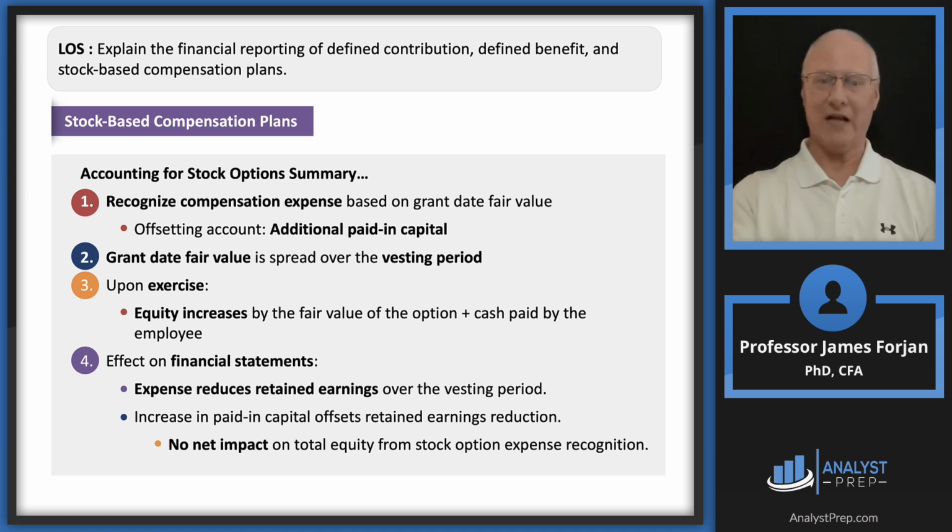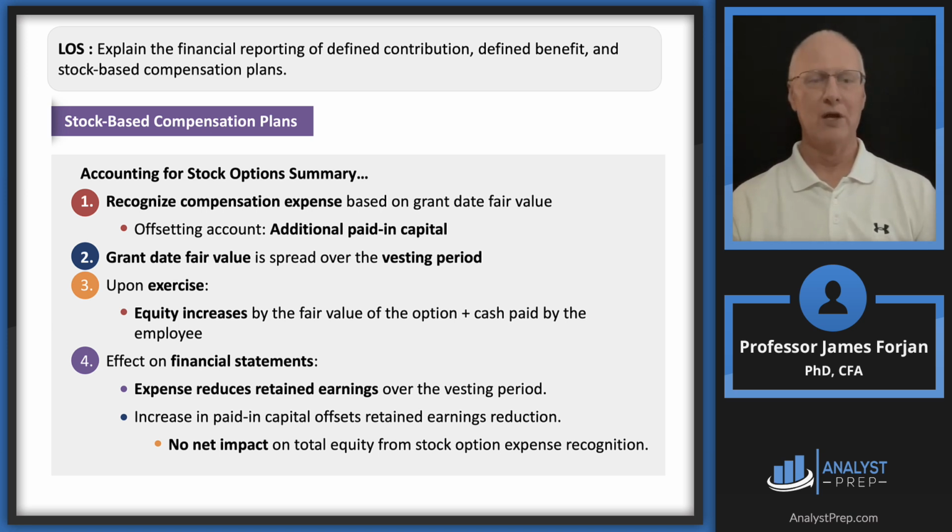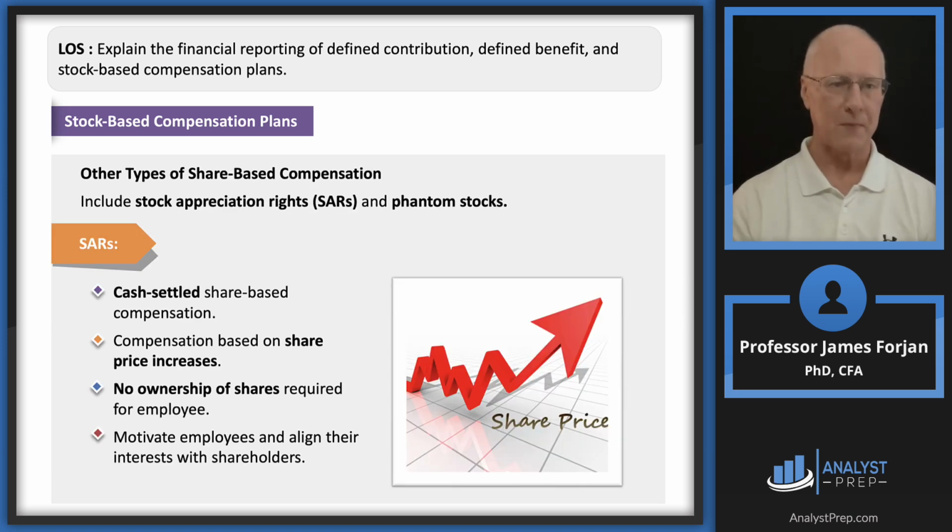Let's see, when I exercise my option, I have to pay you cash, so cash increases, and the number of outstanding shares increases. So equity increases by the fair value. That's important. Effect on financial statements: you've got revenues minus expenses, so expenses reduce net income, which then flows over to retained earnings. So that reduces the retained earnings. We've got to worry about that additional paid-in capital, but there's probably no net impact on equity.